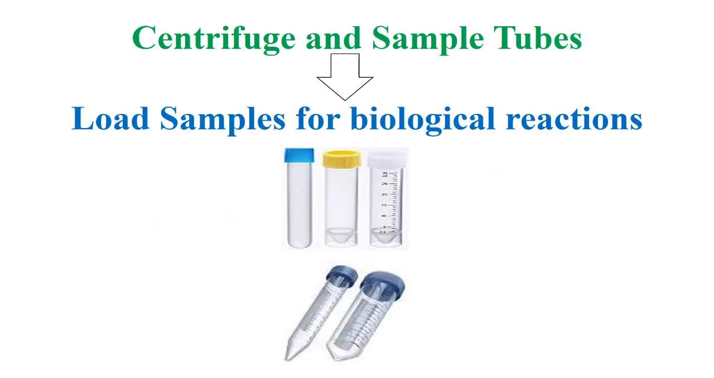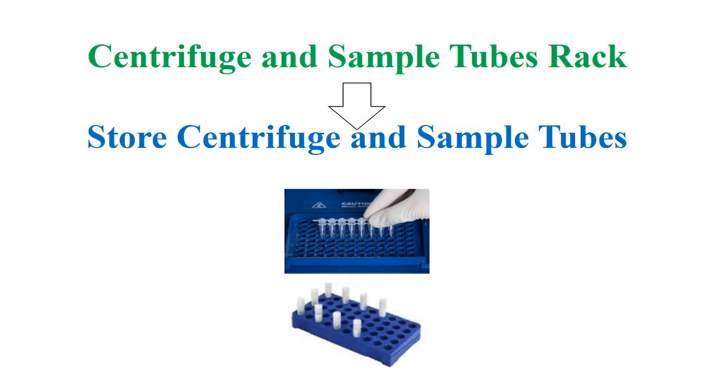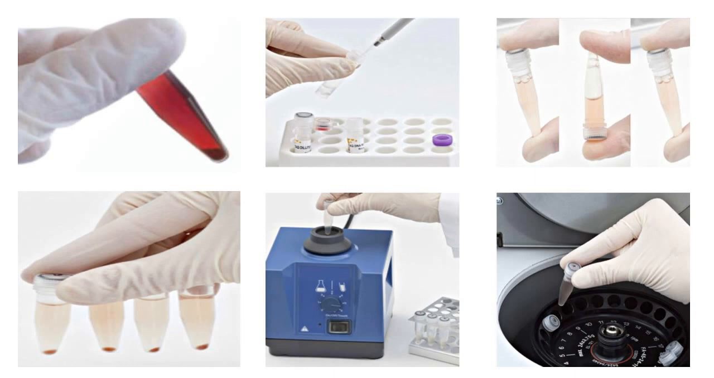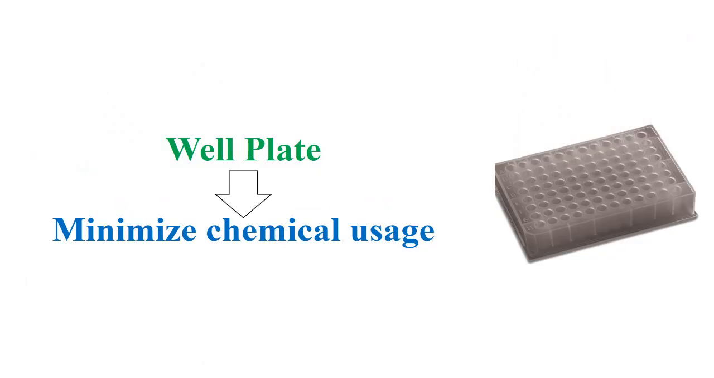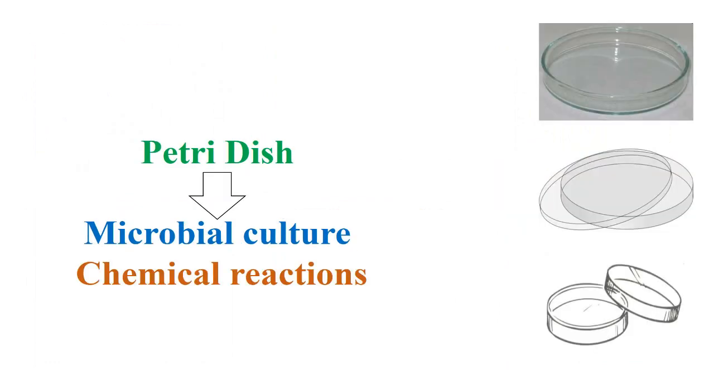Centrifuge and sample tubes, used to load samples for biological reactions. Centrifuge and sample tubes rack, used to store centrifuge and sample tubes. And this slide shows how to manipulate centrifuge and sample tubes when applying biological reactions, such as DNA extraction and others. Well plate, used to minimize chemical usage. Petri dish, used for microbial culture and chemical reactions.